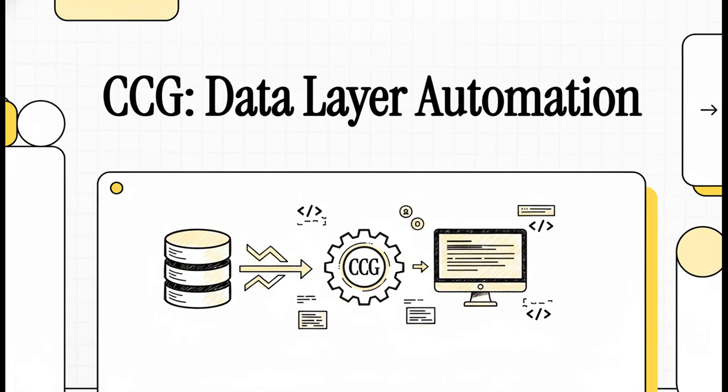All right, .NET developers, let's be real for a second. What's one of the biggest time sinks in almost any project? That's right, the data access layer. Well, today we're going to look at a super cool tool called CCG that pretty much automates the entire thing so you can get back to building awesome features. Let's see how it works.